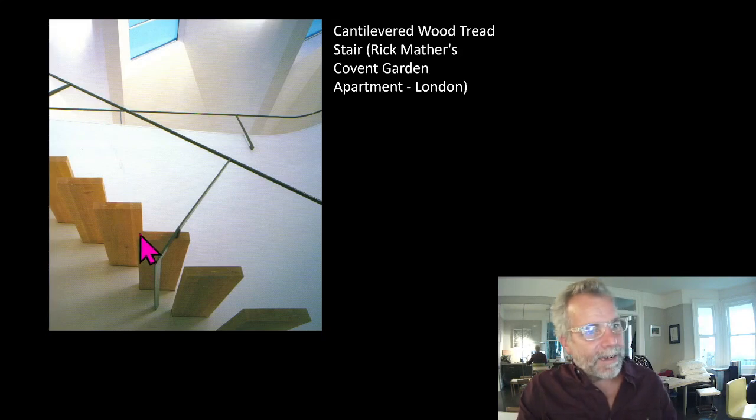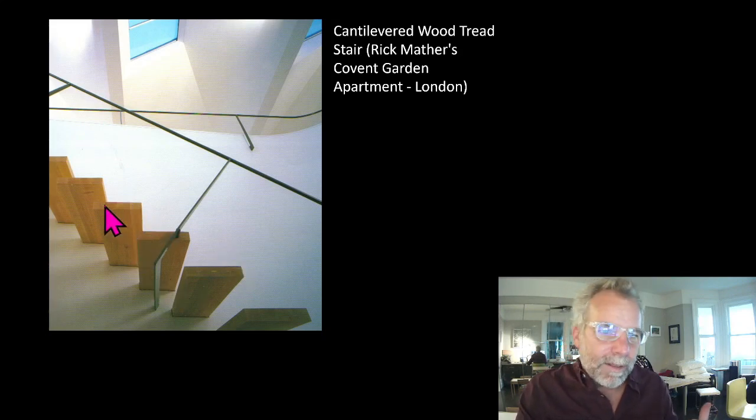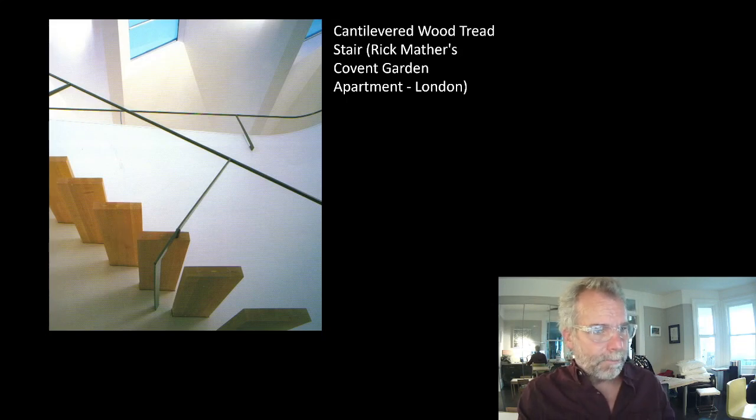So here's another cantilever tread stair. I told you that the previous stair wouldn't have worked because the wood wasn't strong enough, and here I'm showing you one where it clearly does work. But whereas the previous one was crappy old spruce, these ones would be hardwoods and would have been much stronger. So cantilever out of wall, probably using a very similar technique to cantilever the treads.